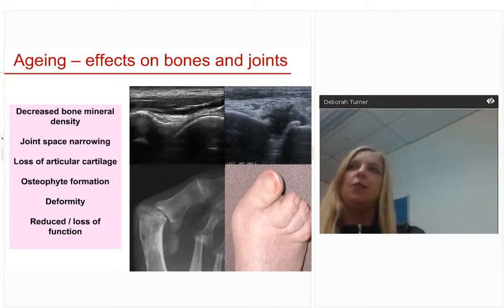They would tend to develop radiological evidence of osteoarthritis within their joints, characterized by joint space narrowing and perhaps loss of articular cartilage. Around the periphery of the joints, as we can see here, with our osteophyte formation around the lateral and medial sides of the joints, and then distinct formation of deformity.